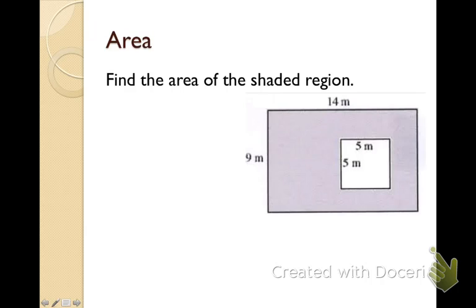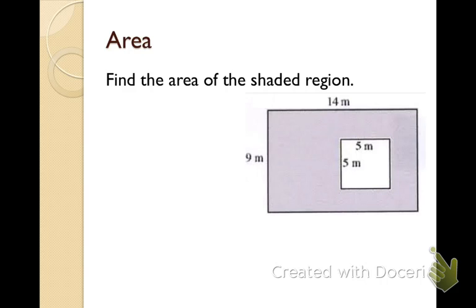Let's use some of these. I would like you to find the area of the shaded region. Well, notice that I actually have a rectangle here and a square. And if I find the area of the rectangle and the area of the square, and then I subtract out the area of the square from the area of the rectangle, I'll have my shaded region. So I'm going to do just that.